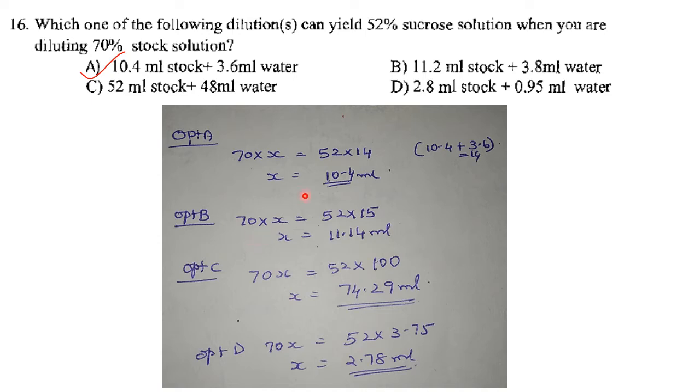Now we will see the other one, that is option B. If you add 11.2 and 3.8, you get 15 ml. So how much do you have to take from 70 to get 52% concentration for 15 ml, that is 11.14 ml. It is 11.2 here, so B is wrong. Similarly, you do for C and D also. You will find that A is the correct option. So the answer here is option A.